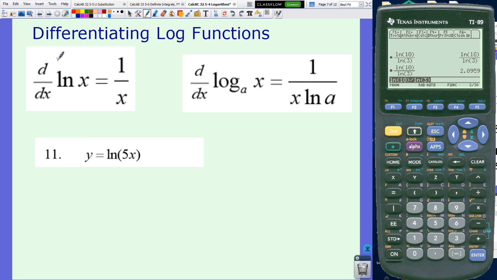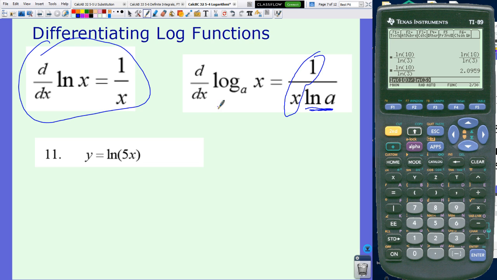So this formula, the derivative of natural log, is 1 over x. Better memorize that. We also have that the derivative of a log base a of x would be 1 over x times the natural log of a on the bottom. This is similar to those other formulas you've seen. So 1 over x, but you also put this ln of a on the bottom. This doesn't happen very often, but here it is, just in case it does. This is the one you really need to memorize.